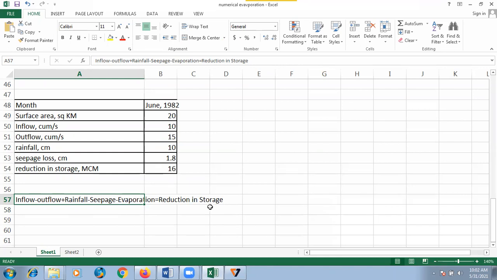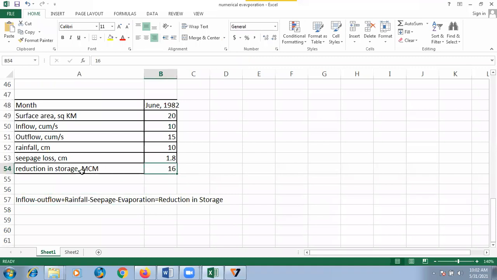Now, how are we going to calculate this? You have to do one thing right here. The units of measurement of each of these quantities are different. All of them have to be in the same units, so all units have to be similar. Therefore, let us calculate everything in MCM, because the reduction in storage is given in MCM. Therefore, we will calculate inflow in MCM.